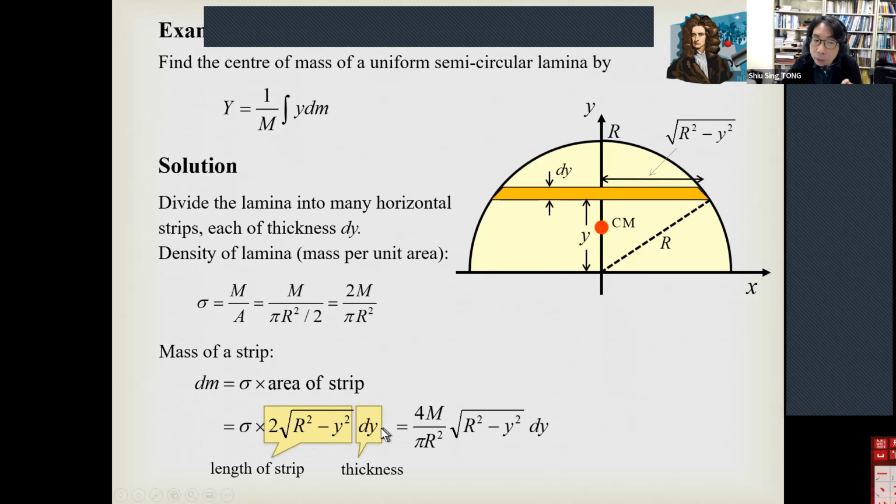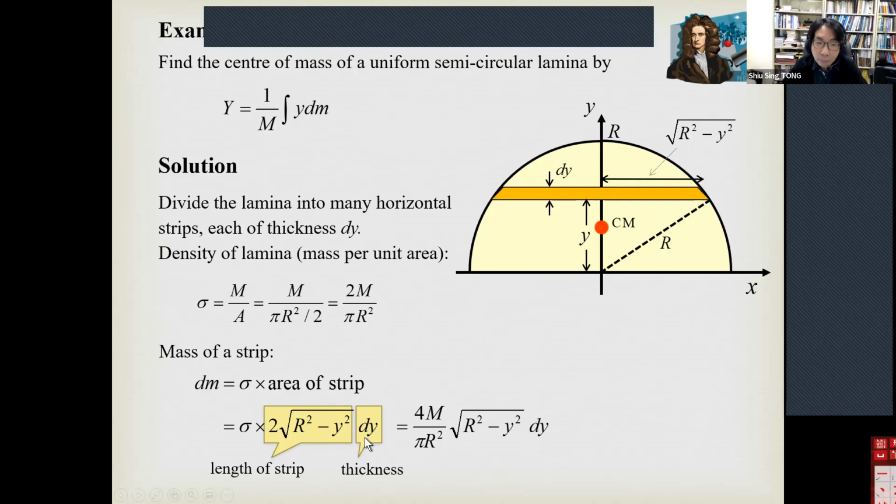Okay, so you see when I do this, I have successfully converted the dm into dy. The y is the coordinate. So if I convert dm into dy, that means the integration can be done over the y coordinates. And that is the important trick. If I'm not able to do this, I cannot integrate. Now everything is expressed in terms of y, so I can integrate over y.